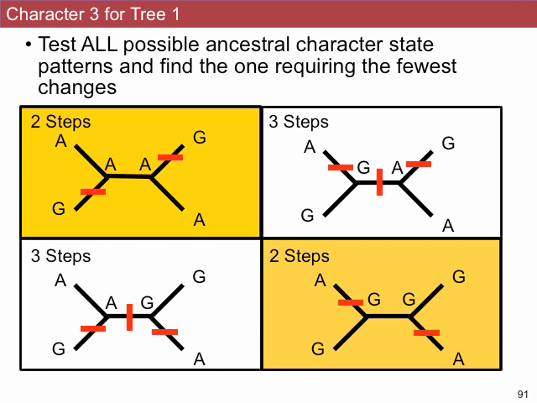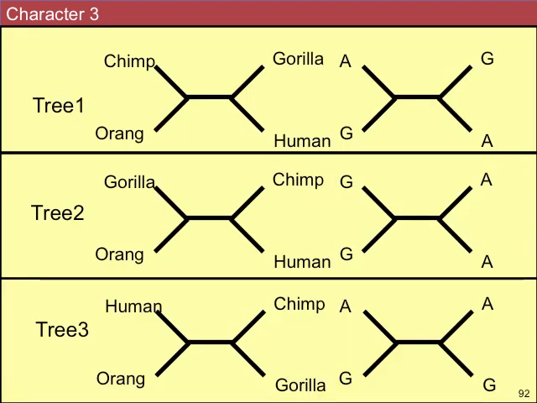And now we do the same exercise. How many character state changes are required for this one? 2. How about this one? Right, so 3, 1, 2, 3. This one, 3, and this one, 2. So now we have a tie. Which one is right? Anybody know which one is correct?